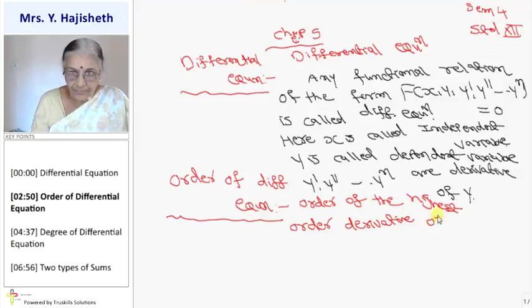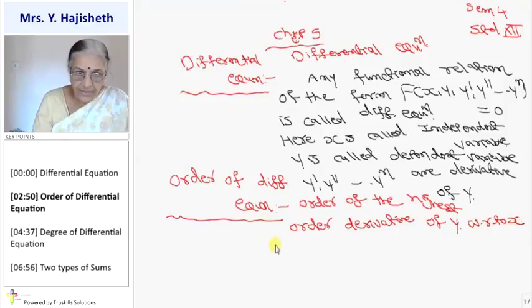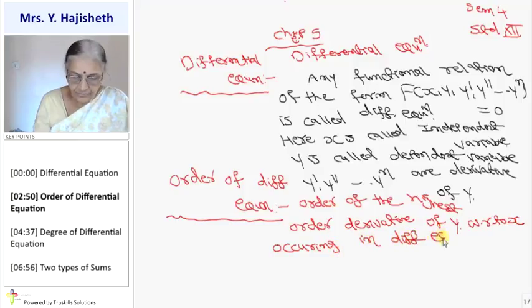of y with respect to x occurring in the differential equation is called the order of the differential equation.